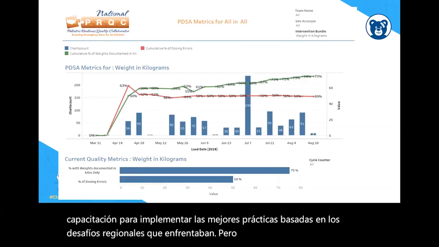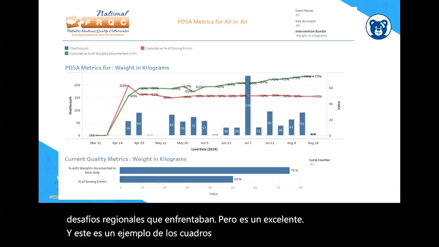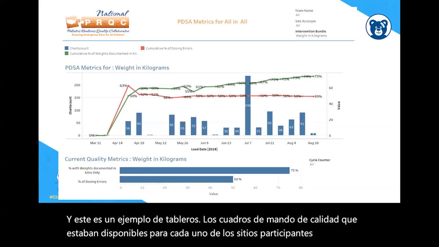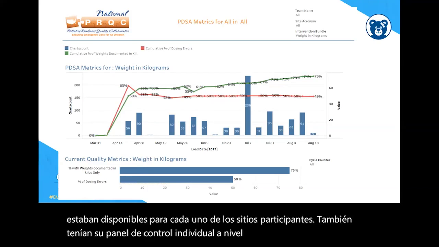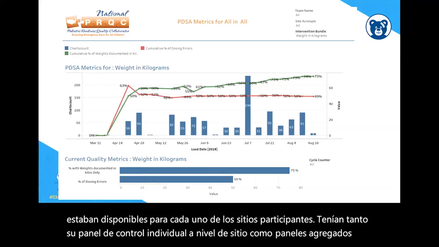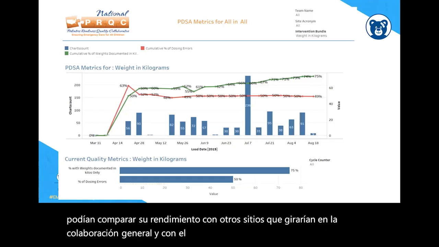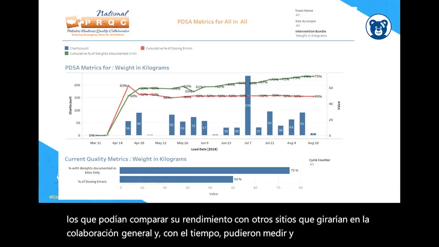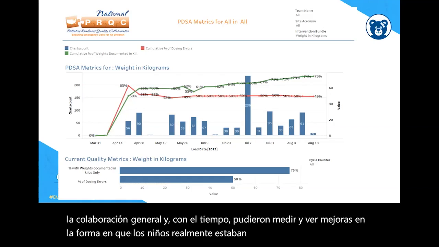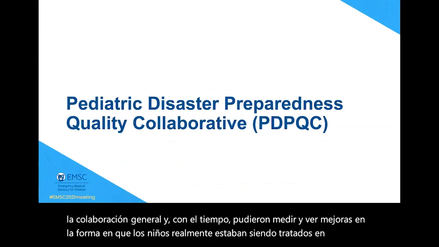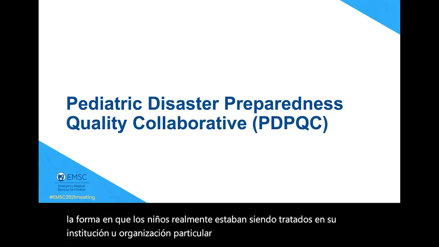And this is an example of the quality dashboards that were available to each of the participating sites. They had both their individual site level dashboard as well as aggregate dashboards so that they could benchmark their performance with other sites that were participating in the overall collaborative. And over time, they were able to measure and see improvements in the way that children were actually being treated in their particular institution or organization. Next slide. I'll turn it back to Meredith.